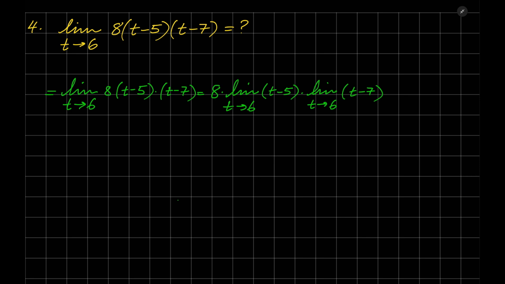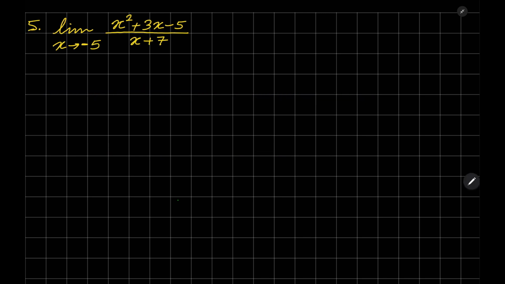If we replace t by 6, then it's equal to 8 times 6 minus 5 times 6 minus 7 is equal to 8 times 1 times negative 1, which is equal to negative 8. That's the answer. Now let's go to the next example.